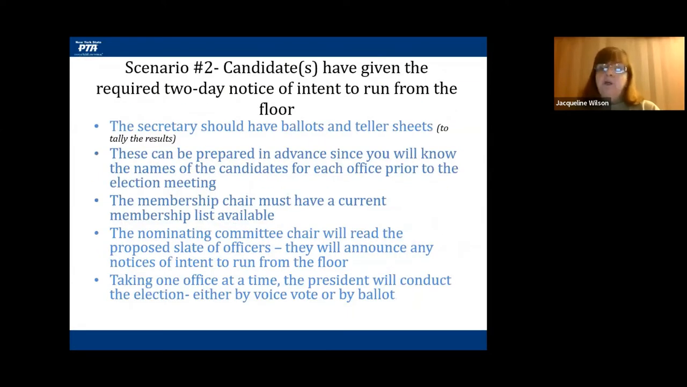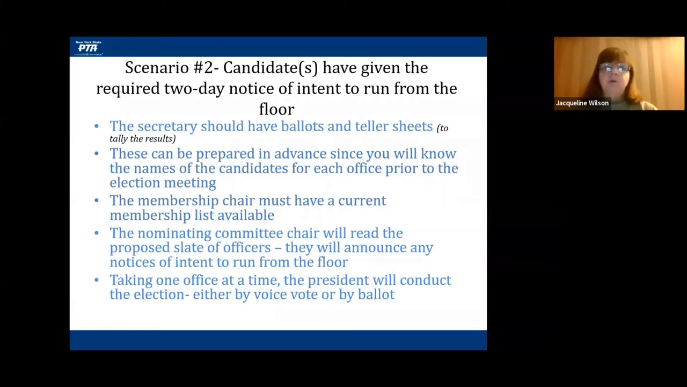So scenario 2 is where a candidate or candidates have given the required 2-day notice of intent to run from the floor. That's that letter F that we saw in the bylaws. The secretary should have ballots and teller sheets, okay, to tally the results. And because you will know who the candidates will be prior to the election meeting, these ballots can be prepared in advance.